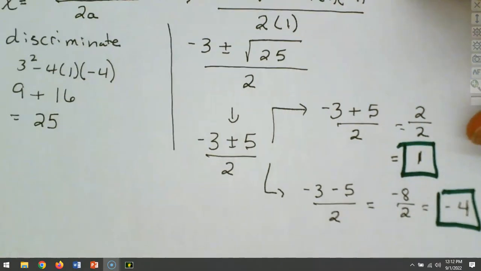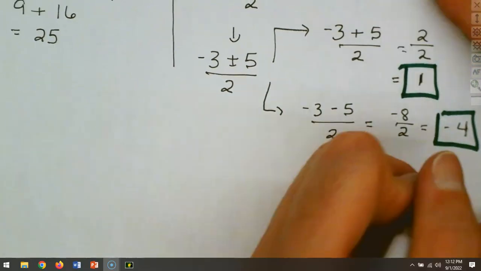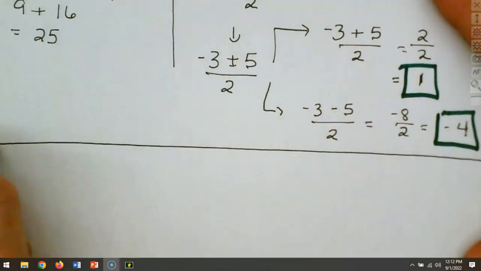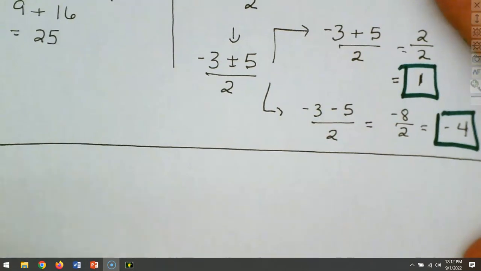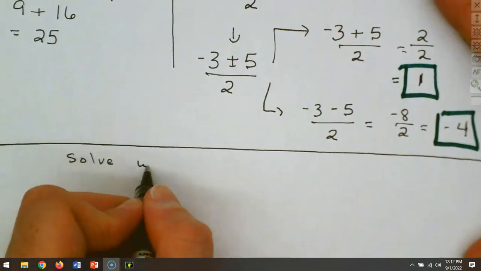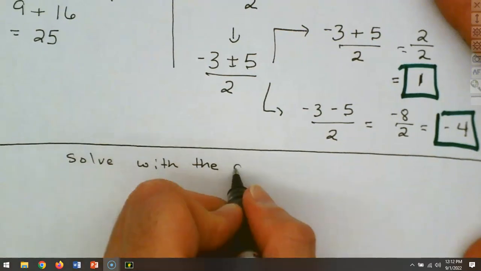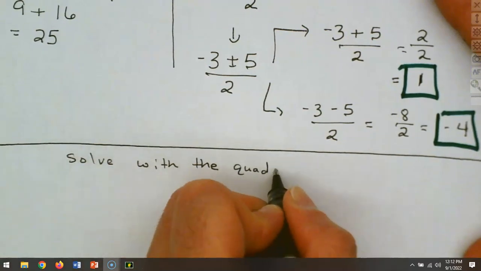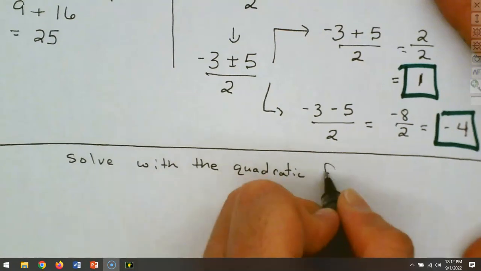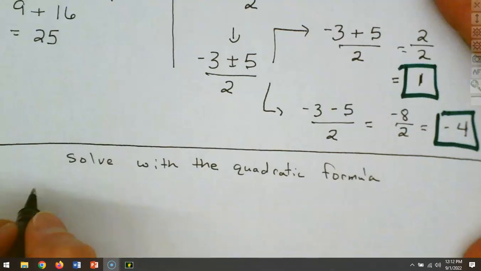We've got time for one more to look at. We've seen how to clear out the fractions. Now we're going to have to learn how to work with the parentheses. So again, solve with the quadratic formula. This one you're going to have to FOIL it out.